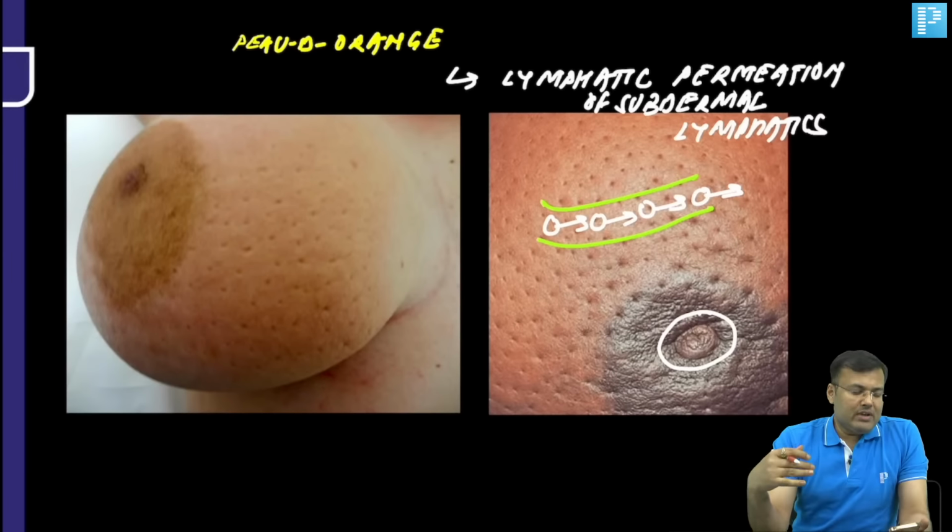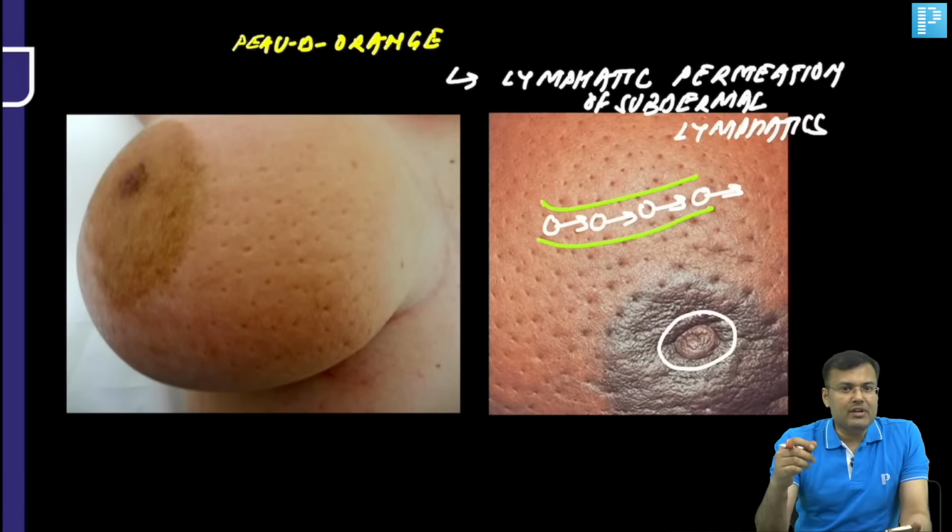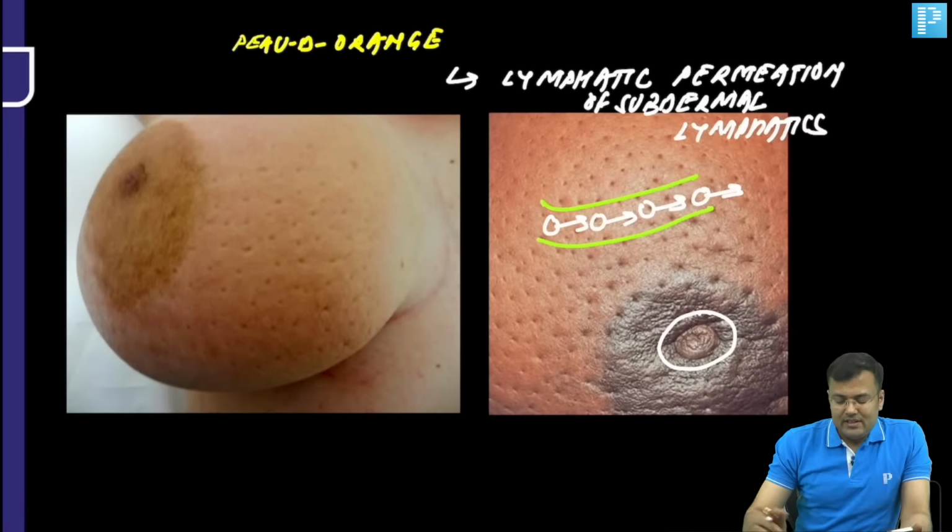You can see here that this patient is also having what? Nipple retraction. So peau d'orange and nipple retraction, both of these findings are highly suggestive of what? Breast cancer. So this is peau d'orange. It is because of lymphatic permeation by tumor cells. It is the most conspicuous sign of breast cancer.